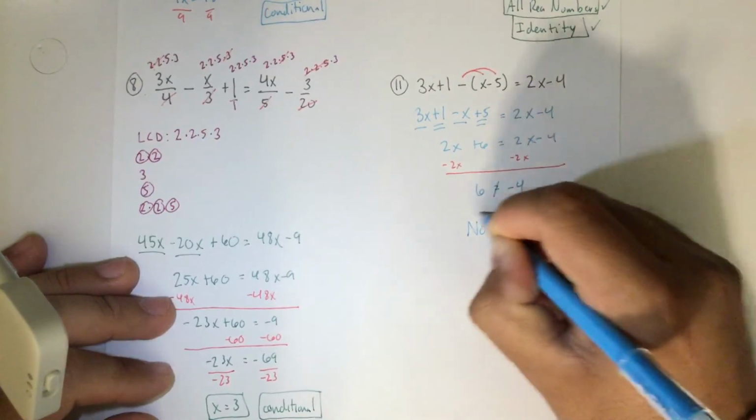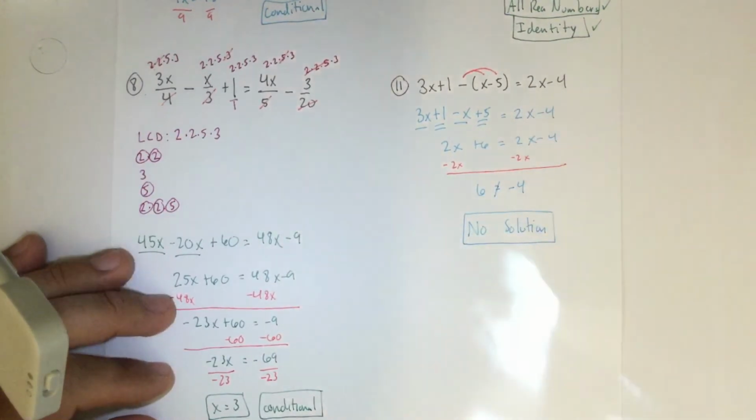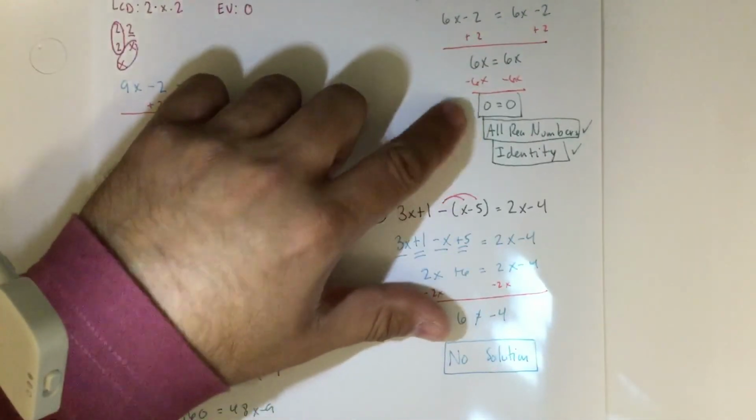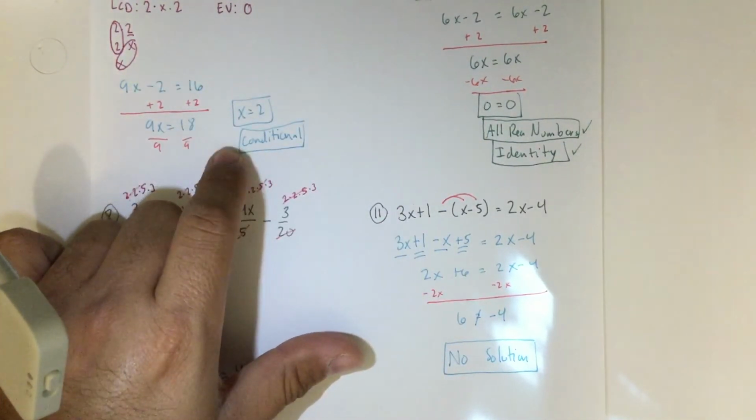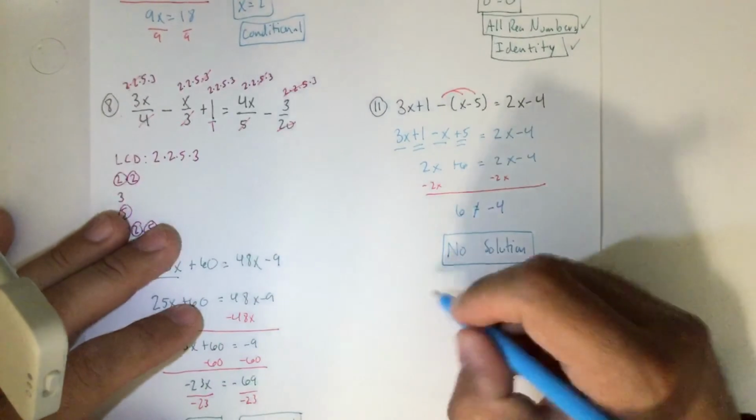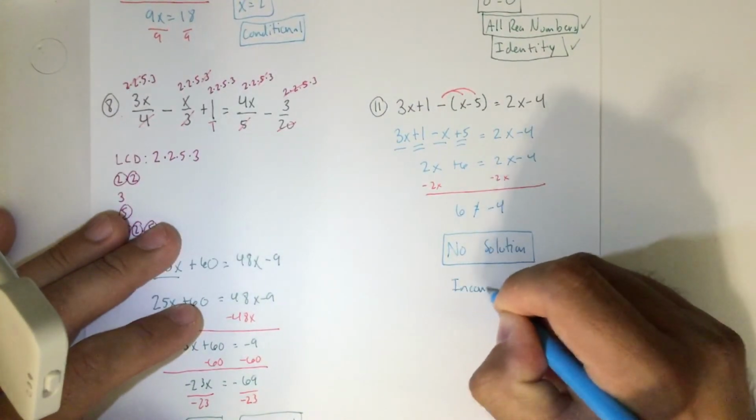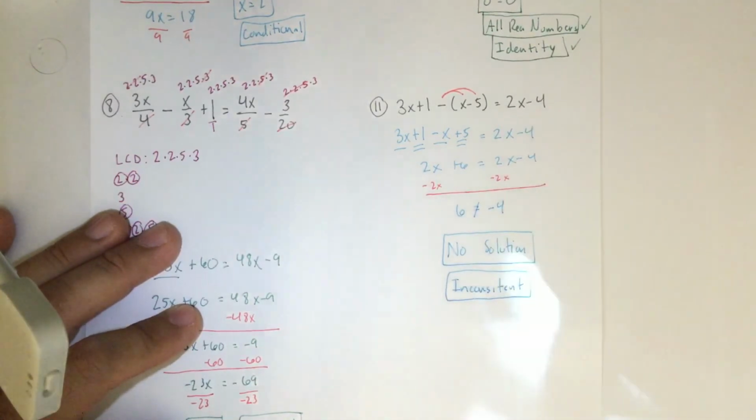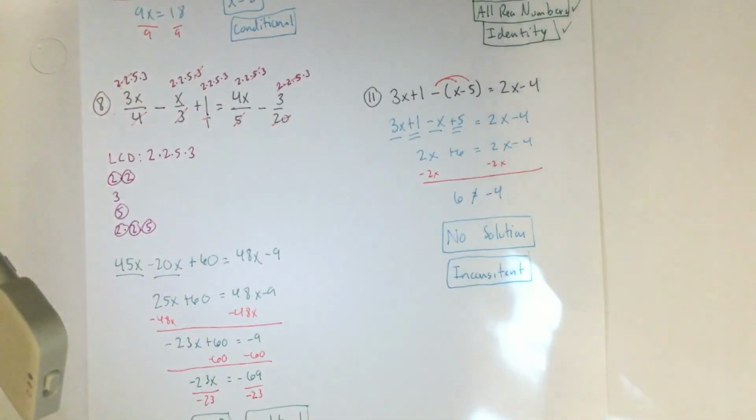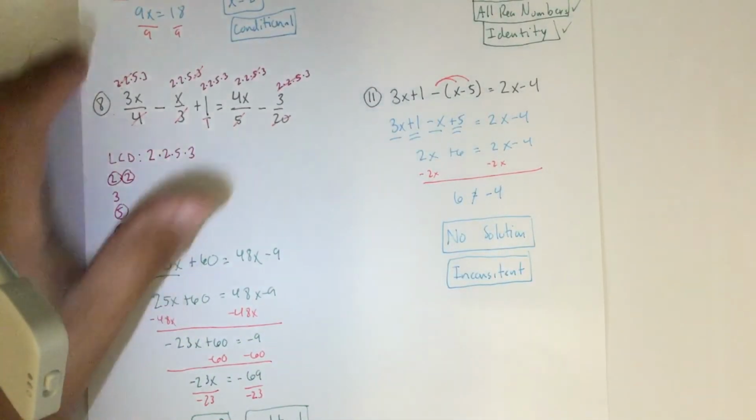And in terms of classification, right? So the identity was when it was true and there was all real numbers. Conditional was when you had one solution. So no solution is going to be inconsistent. The last thing we're going to do is we're going to take a look at these word problems.